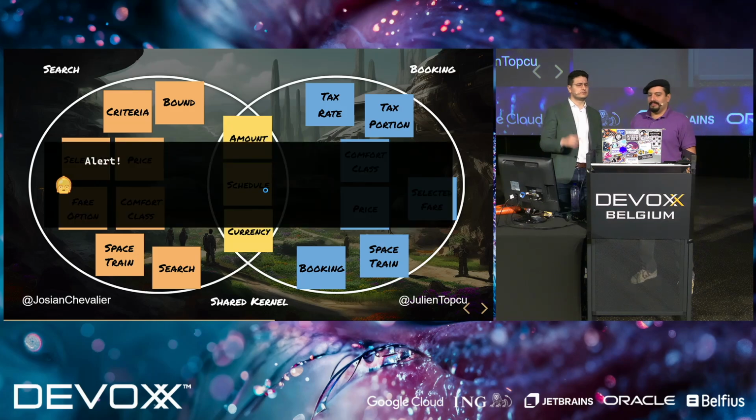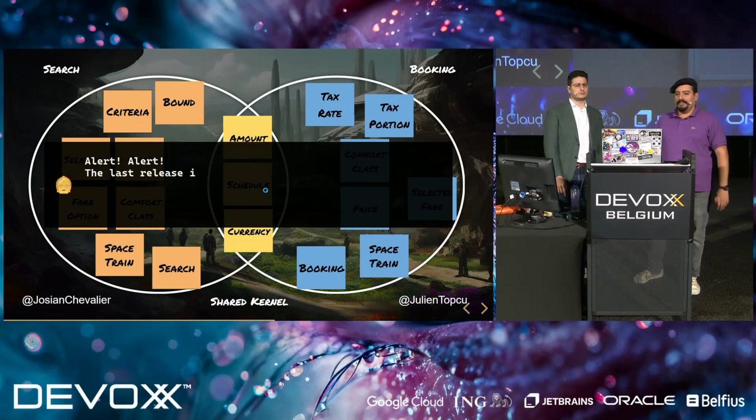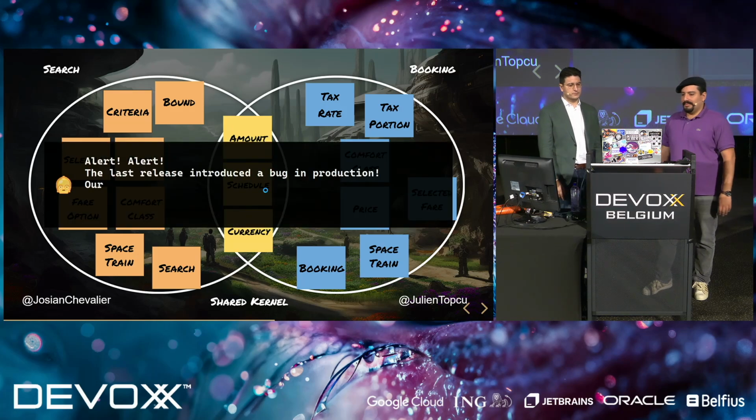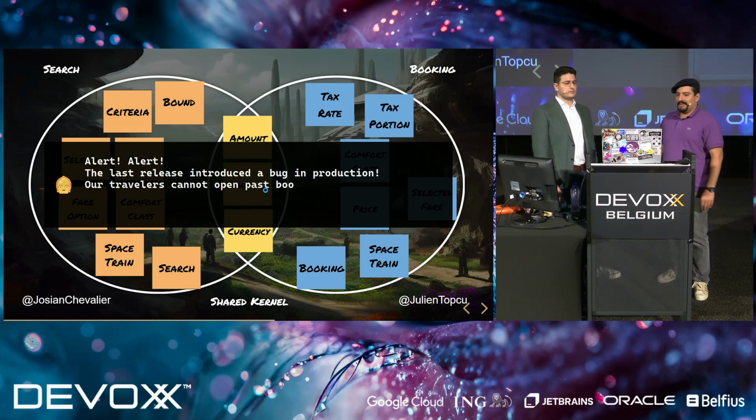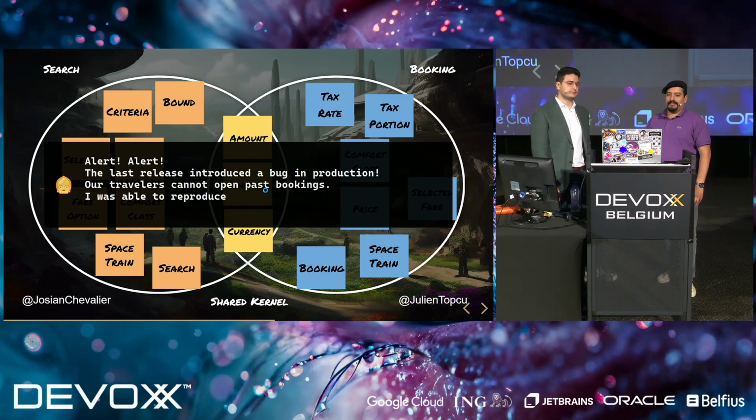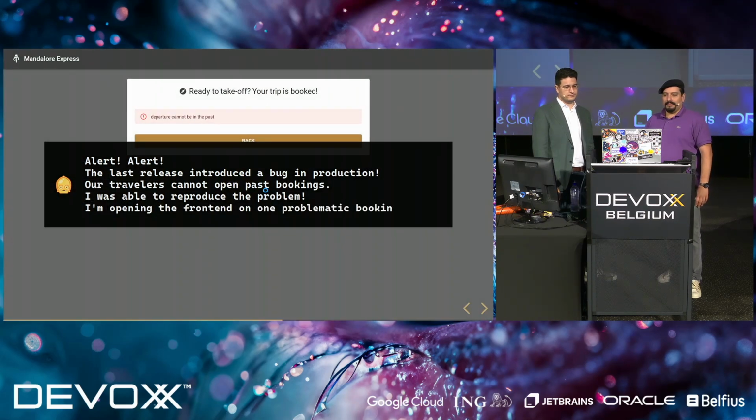Alert, alert. The last release introduced a bug in production. Our travelers cannot open past bookings. I was able to reproduce the problem. I'm opening the front end on one problematic booking.